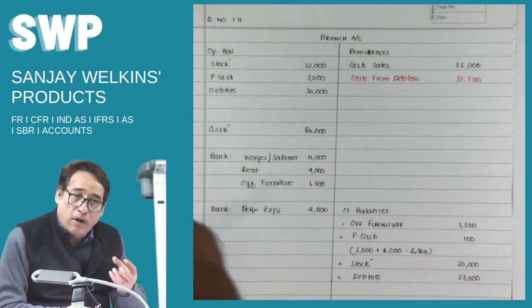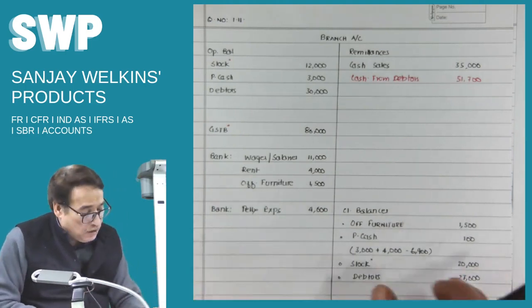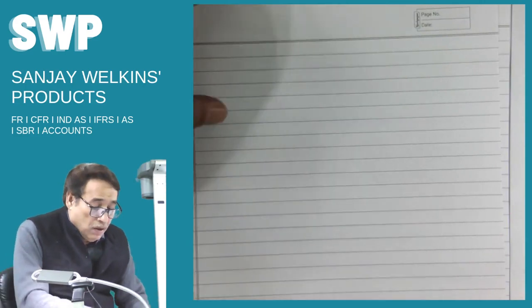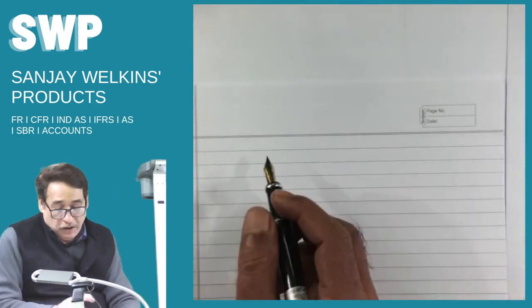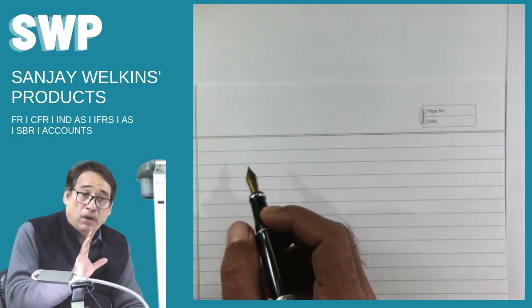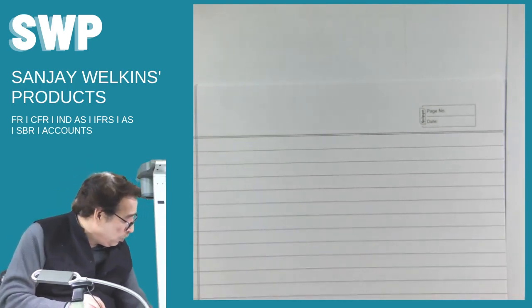This is the problem. Now, how to bring these goods to their cost price? We need to find out the rate of loading. How to find the rate of loading? This is the next part. See here. You need to always pay attention whether the rate of profit is given on cost or on invoice price. Now you let me know in this question.